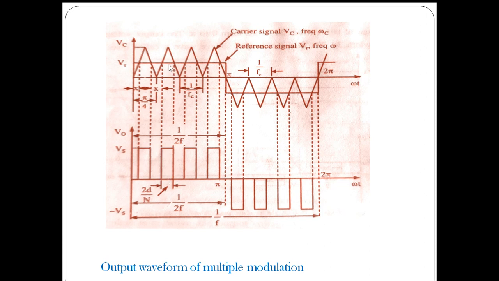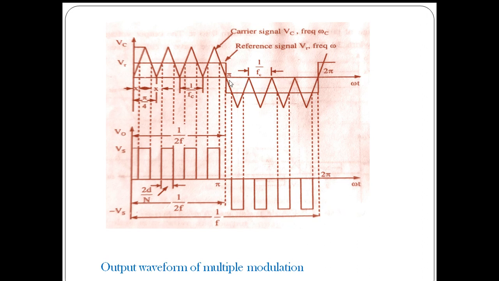So during the parts where the carrier wave has more magnitude than the reference wave, during that portion we are getting the pulse at the output. Similarly, here also the triangular wave will have more magnitude than the reference signal, so that's why we are getting the output. Similarly, at this portion. Here also, so this is the negative half.